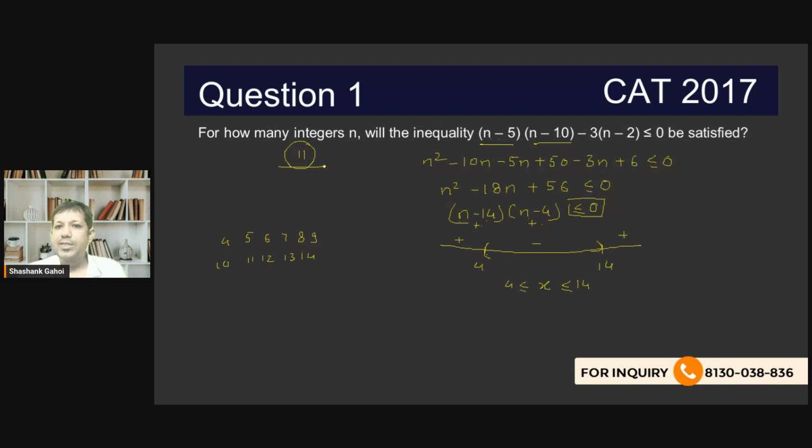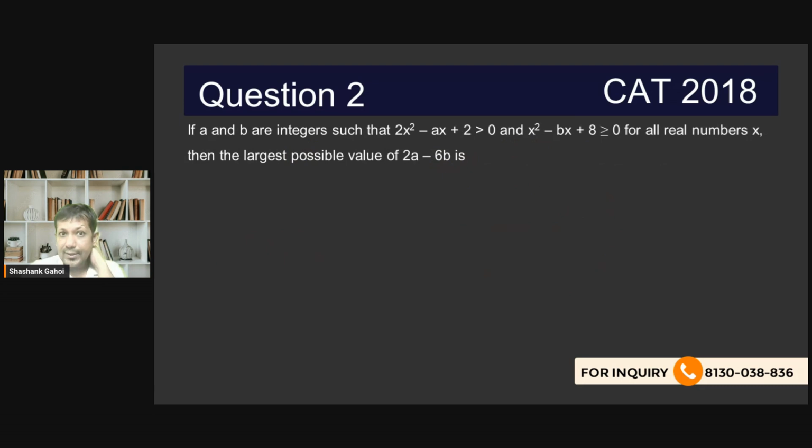Okay. Now let's move on to the next question. What does it say? It says that a and b are integers such that this holds, then the largest possible value of 2a minus 6b is. Okay, now what is the approach we are going to take? If I look at the first part, this is a quadratic function, right? And I can't factorize it because I don't know the value of a. Again, I don't know the value of b. Can I factorize it? No. So now we have some trouble.